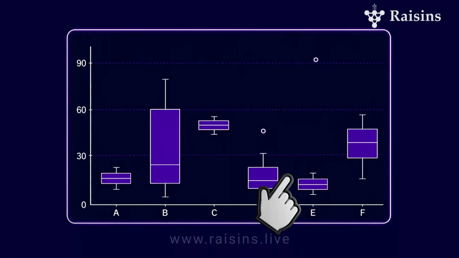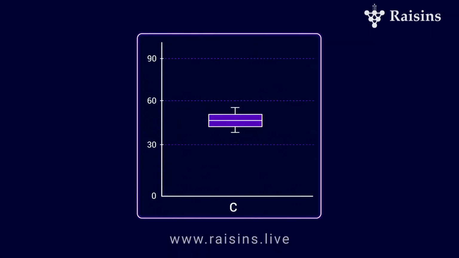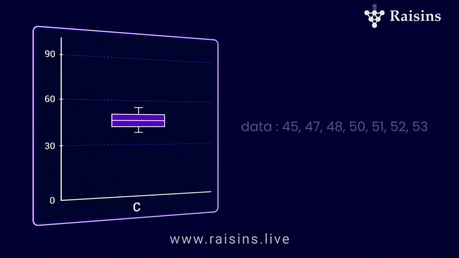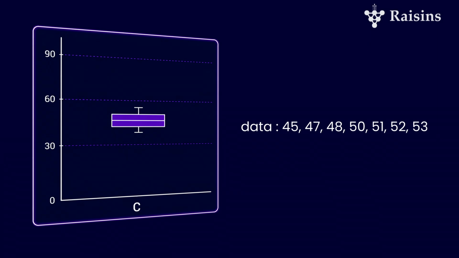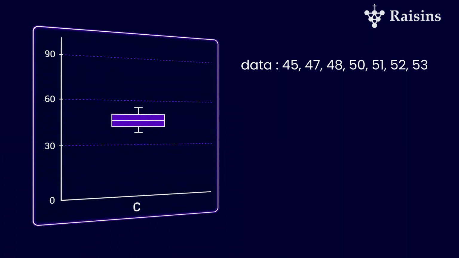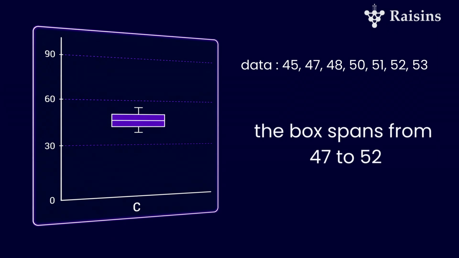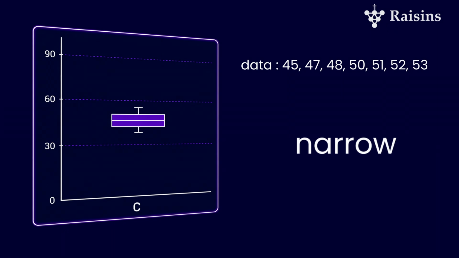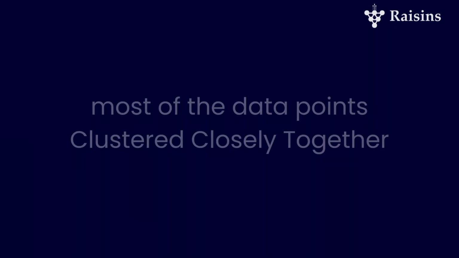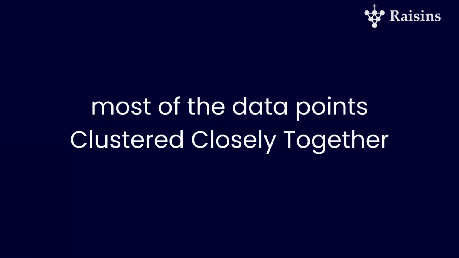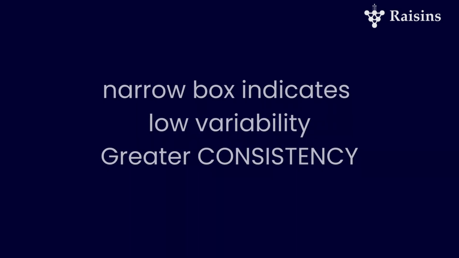In contrast, let's examine a data set with low variability. Take 45, 47, 48, 50, 51, 52 and 53. In this case, the box spans only from 47 to 52, which is quite narrow. This tells us that most of the data points are clustered closely together. A narrow box indicates low variability and greater consistency.